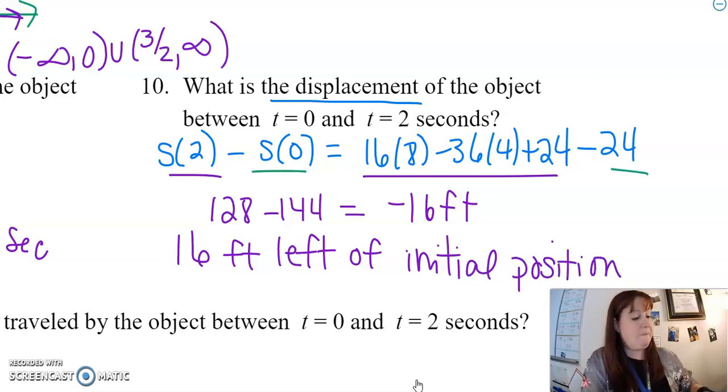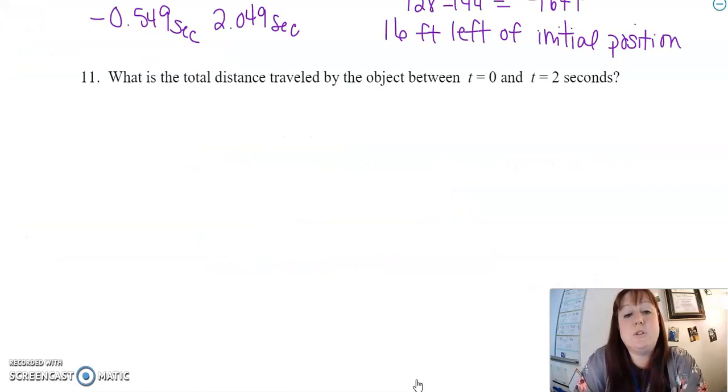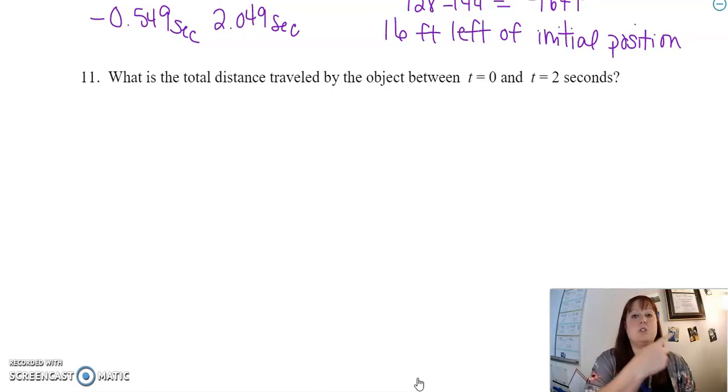Okay. Now it asks for total distance traveled. Now remember, distance and displacement are different. So displacement is how far away are we from our initial position. So it doesn't matter how many times we go back and forth, it's just how far away I am at the end. So distance is different. It counts every single time. Like if I go from here to my house and then back and then to my house and then back, my displacement is 0 because I'm exactly where I started, right? But my distance, I count every single time I went home and came back and went home and came back. I add up all of those.